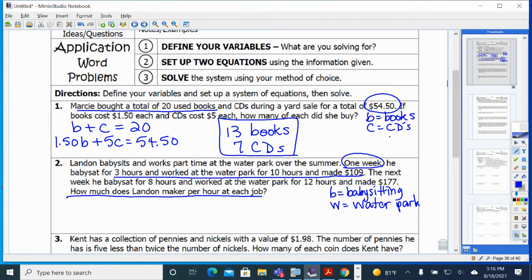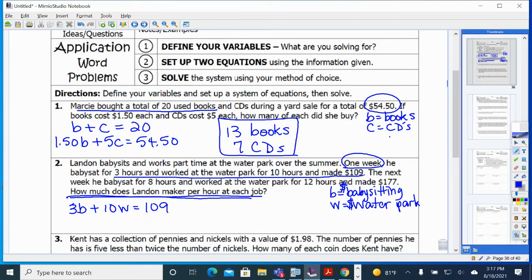Let me back up for just a second. Back on defining my variables, how much does Landon make per hour at each job? So B represents how much money he's making at babysitting, and W represents how much money he's making at the water park per hour. So when we go back to this question, 3 hours babysitting, 10 hours at the water park for $109, we need to take 3 times the babysitting, how much he makes babysitting, plus 10 times the amount of money that he makes at the water park, and that's going to give us a total of $109.